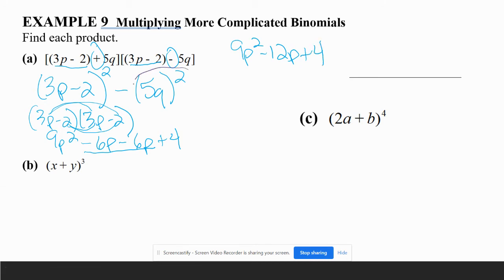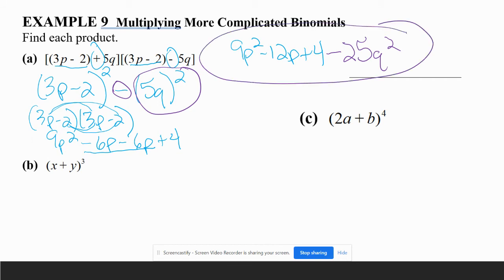Then if we square this, that would be minus, because of the subtraction here. 5 squared is 25, and q squared is q squared. And so this would be the final answer. I can't combine anything else on that because nothing else is like terms.